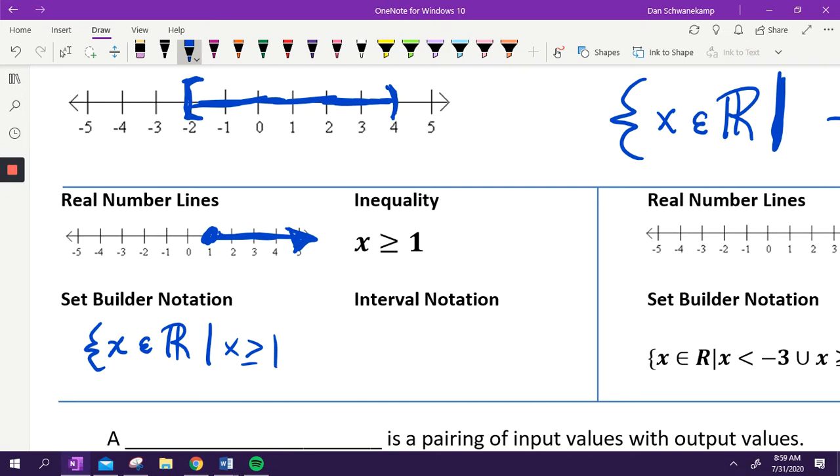We're going to be all real numbers 95% of the time. The only time that's different is like in Bellwork when we really were counting out those numbers.